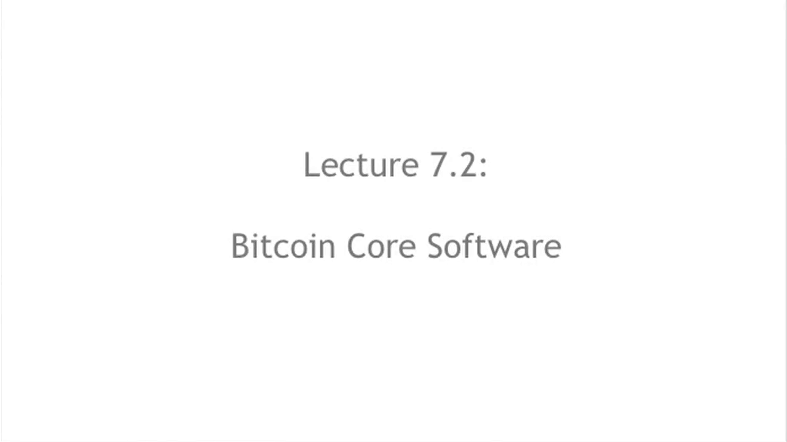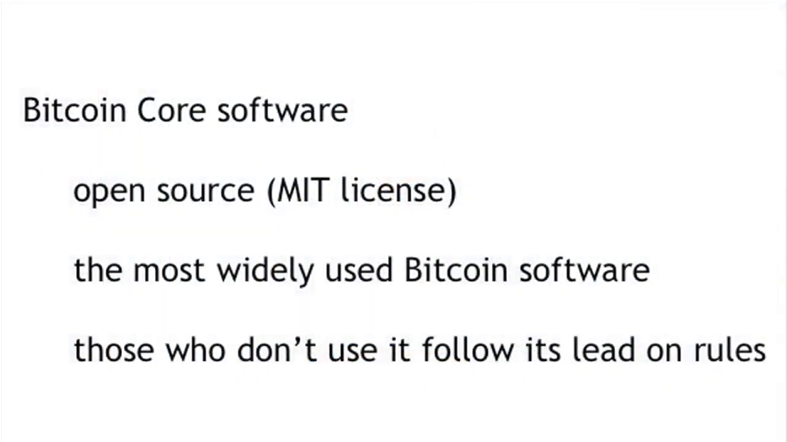In section 7.2, we'll talk about the Bitcoin core software. This is a piece of open source software which is a focal point for discussion of and debate about Bitcoin's rules. The Bitcoin core software is a body of open source software. It's licensed under the MIT license, which is a very permissive open source license. It allows the software to be used for almost any purpose as long as the source is attributed and the MIT license is not stripped out.